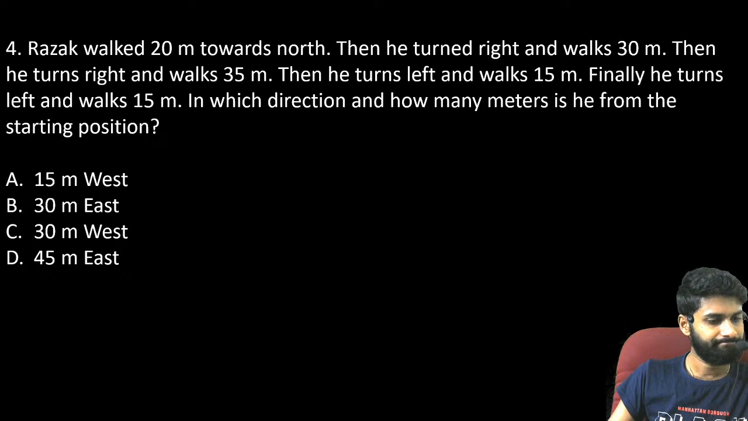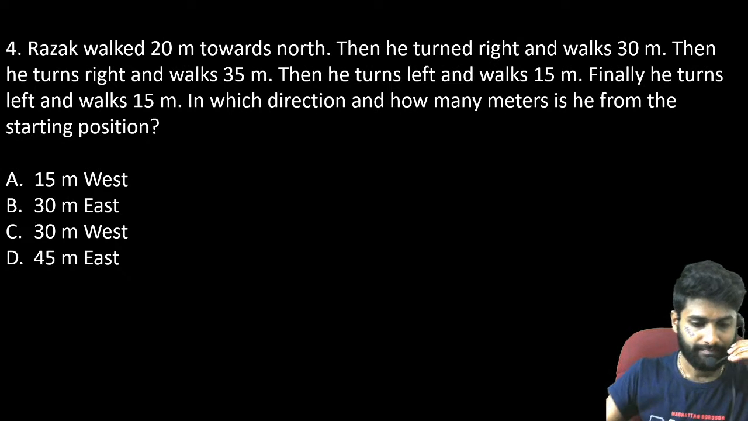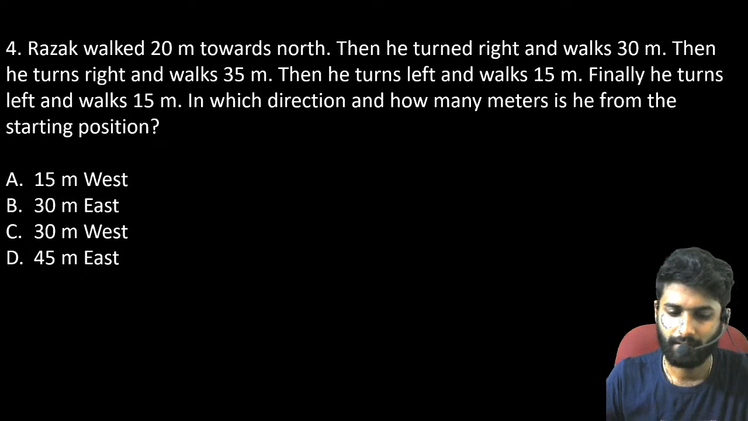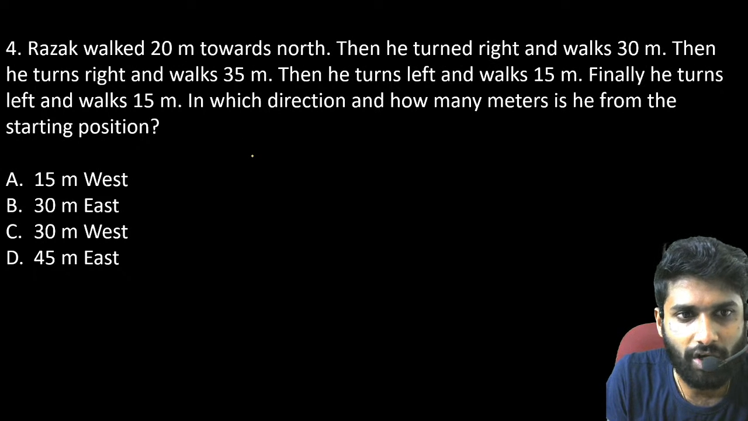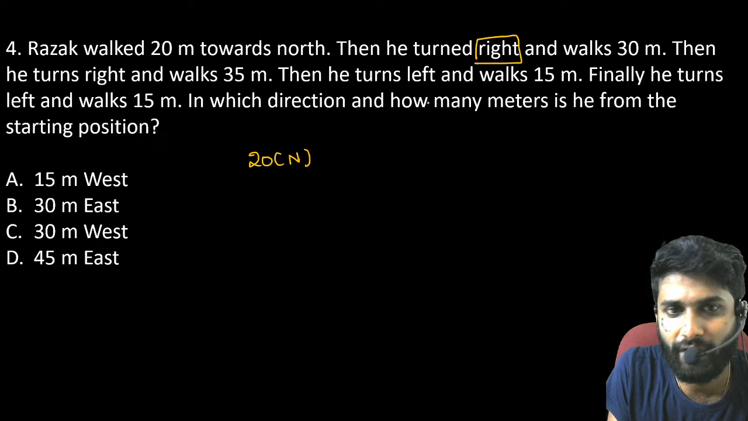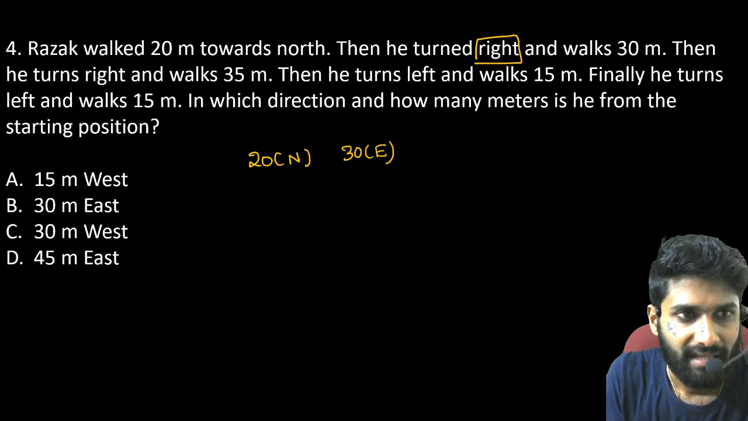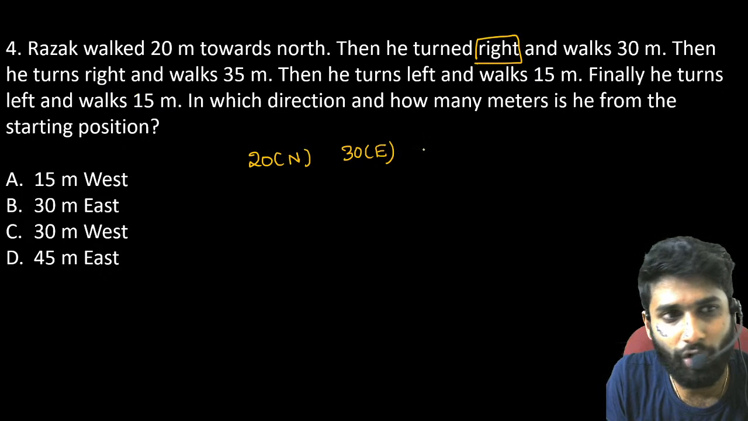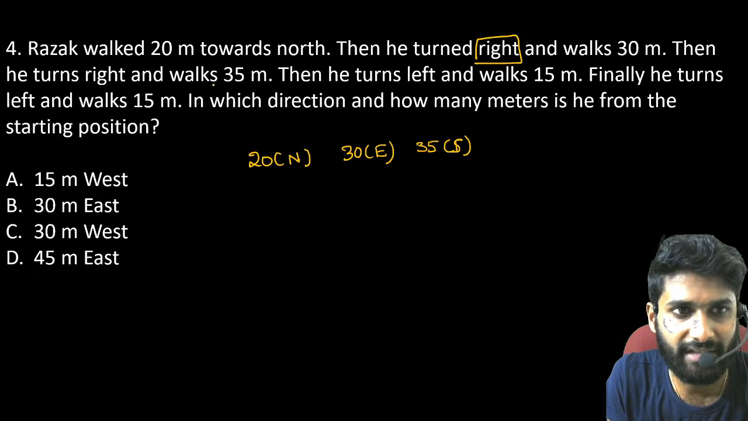Let's try this question. Next, Razak walked 20 meters north. He turns right side. This is the important part: the right side of north is always east. 30 meters east. Then he turns right again. East's right side is always south. Clear? East's right side is south.